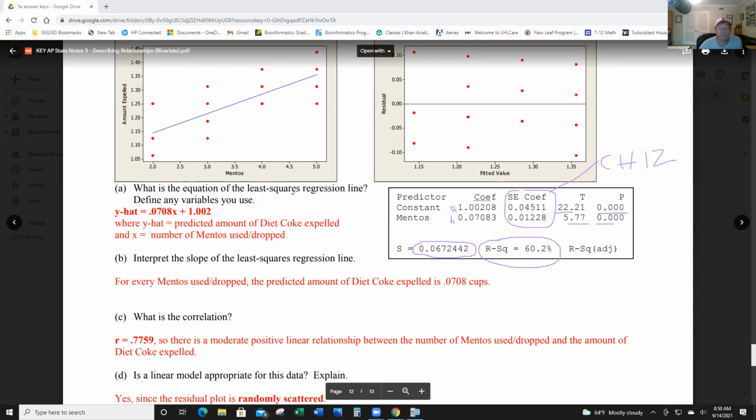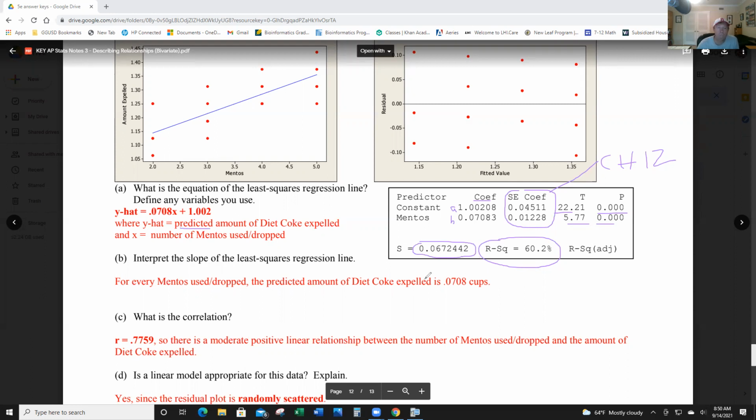What is the equation of the least squares regression line? Define any variables you use. That's pretty easy. So I wrote it out for you, and you have to define the variables. Y hat is the predicted amount of Coke expelled, and X is the number of Mentos used or dropped.